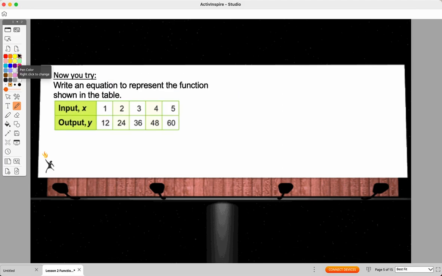Go ahead and take a look at this function table and see what you can find for this. All right, you guys found this. You can see that while you could add 11 or multiply by 12, the only one that follows is y equals 12 times x. Okay?